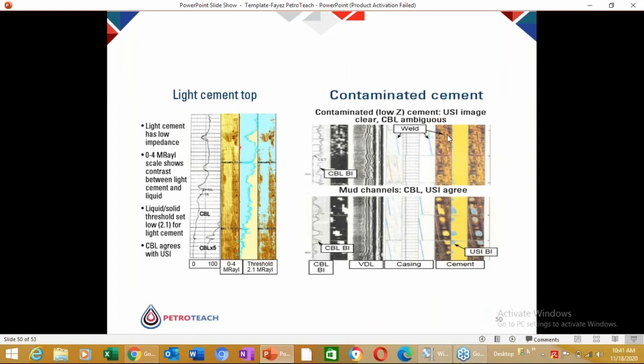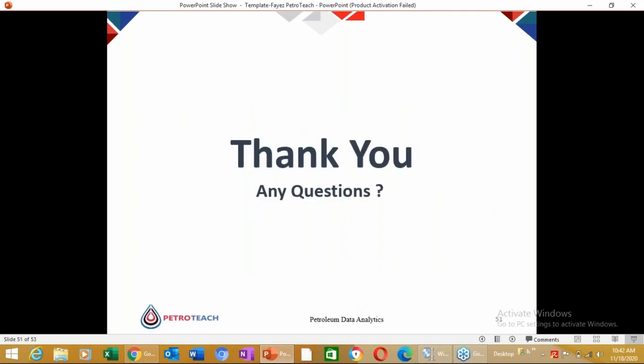Contaminated cement here. This is cement with some contamination. For light cement here, there is also some contamination. So we can find exactly whether we have good cement or bad cement from USI, CBL and VDL, so we can judge our casing or our cases. So thank you, and any questions?